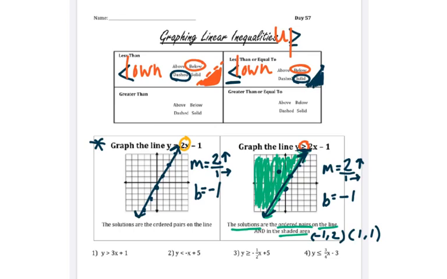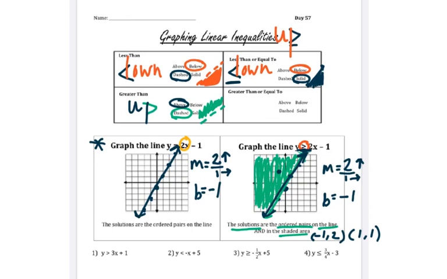Last two. Greater than. So greater than looks like this. You just did one of those. A greater than sign does not have a line under it, so it's not solid. That's going to be dashed. This symbol makes the letter P, which stands for up. So we're going to shade up above my line. So if you were to graph a greater than, it would be dashed, and you shade everything up. Greater than. Dashed line, shaded up.